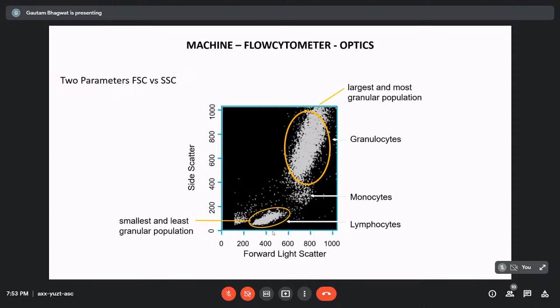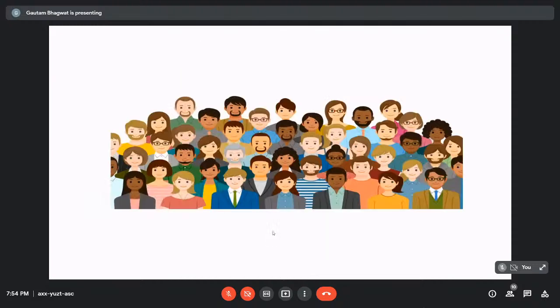Do we need something more? Yes, because we have to diagnose something. We have to diagnose leukemias, lymphomas. We have to sort many more cells. Now, how do we do that? So, for example, this is a population of so many people. If I have a single parameter, male, female, boy, girl, so for example, I have only a single parameter in which I can sort this population.